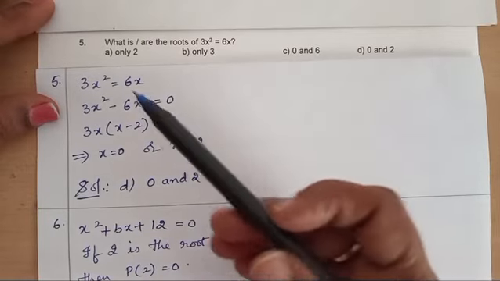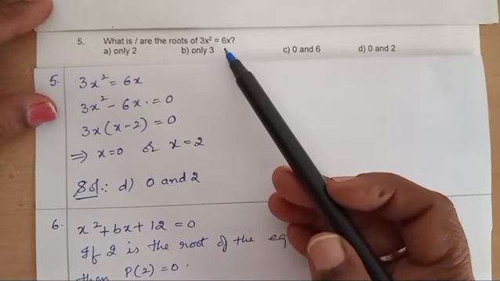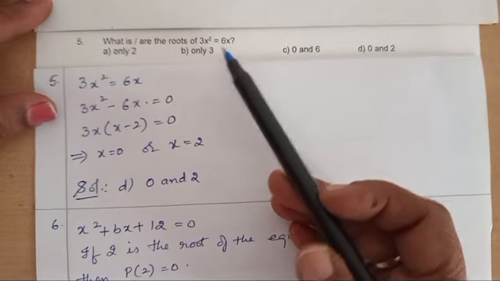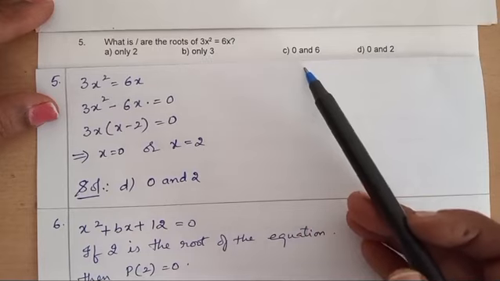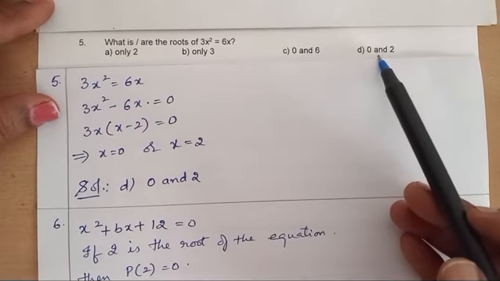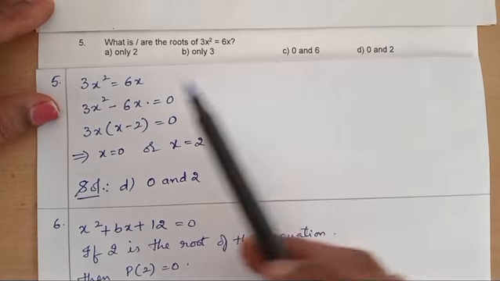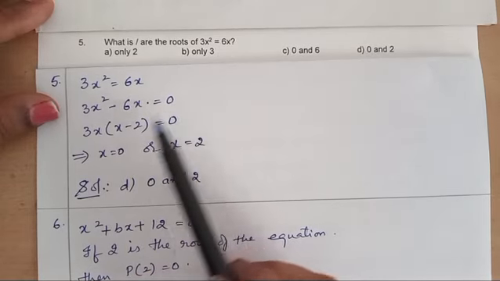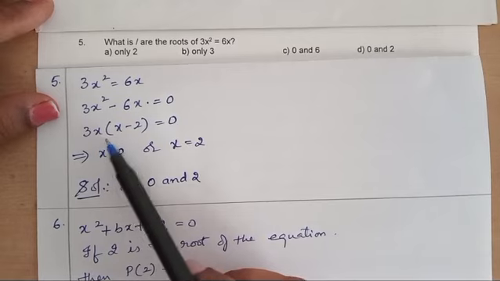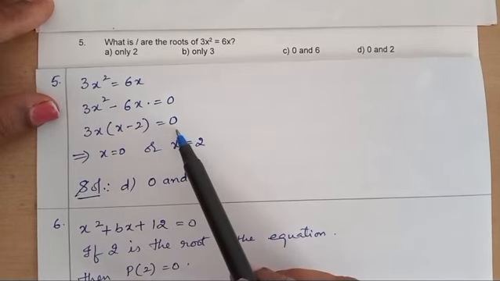Question 5. What are the roots of 3x square is equal to 6x? Option A only 2, B only 3, C 0 and 6, D 0 and 2. Let me factorize. 3x square minus 6x is equal to 0. 3x is common. 3x into x minus 2 is equal to 0.